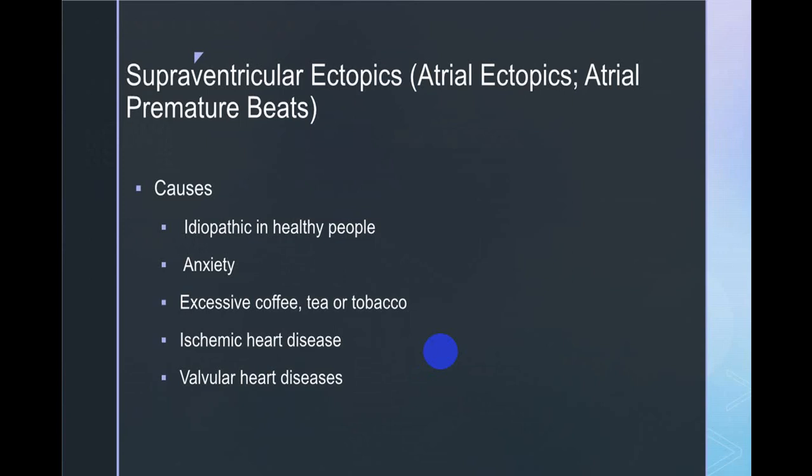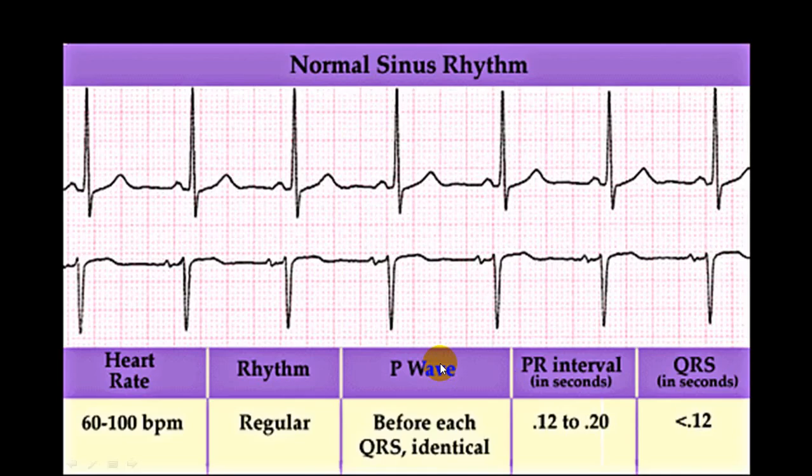Supraventricular premature beats, which we also call atrial ectopics or atrial premature beats, are very common, while nodal ones are very rare. They are very common in healthy people, and we usually call that idiopathic. It may be seen along with anxiety, in a person taking excessive tea, coffee, or tobacco, chain smokers, ischemic heart disease, and valvular heart disease. Usually they are non-pathogenic, but when they come in large number, they can produce supraventricular tachycardias because of re-entry phenomena. You should pay attention to these two conditions in a case of ischemic heart disease and valvular heart disease.